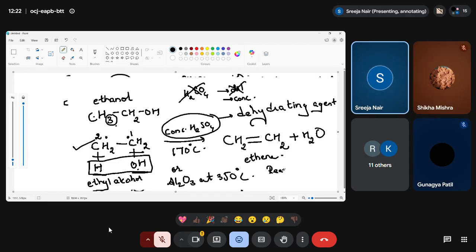Write down, the reactant is ethyl alcohol, or you can write ethanol. The IUPAC name as well as the trivial name, both the names, because in our paper we don't know by which name they will be asking you the reaction. So you should know both the names. The next one, the product. The product formed is ethene. The next one, here we need reagent.